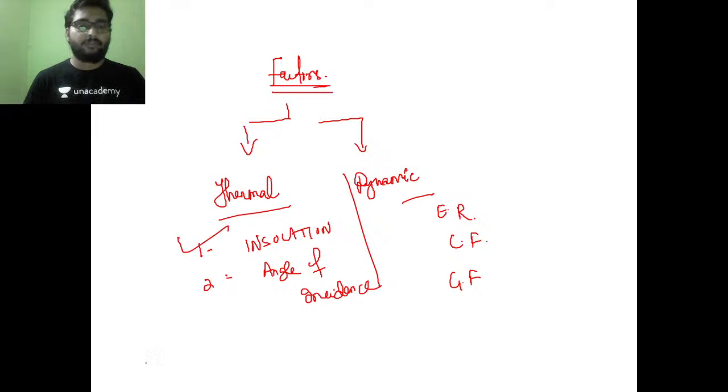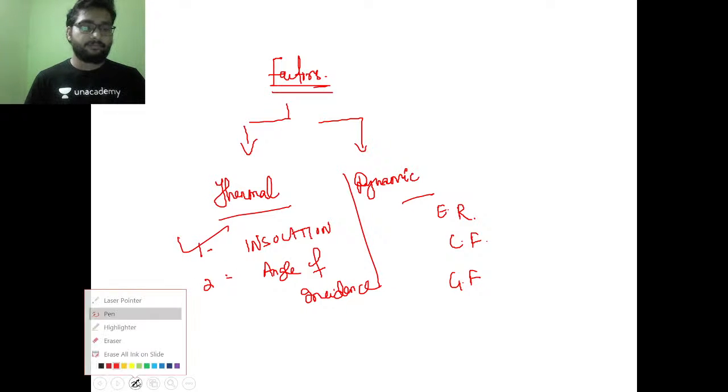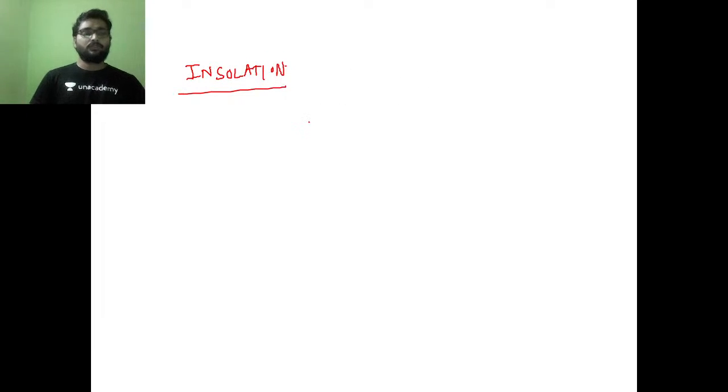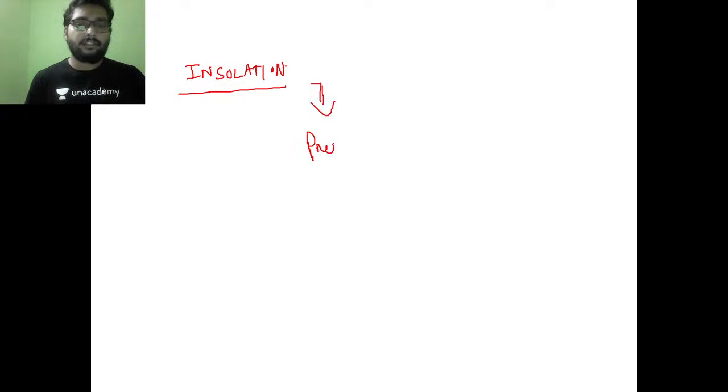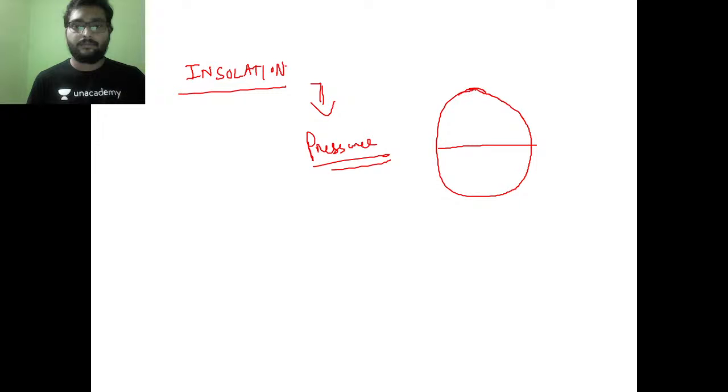Let's discuss the first one, that is insolation. Insolation means incoming solar radiation. So the amount of insolation or incoming solar radiation decides the type of pressure which is going to be there on the surface of the earth. Let's discuss the equator. On the equator, there is more temperature, means the insolation is very high.